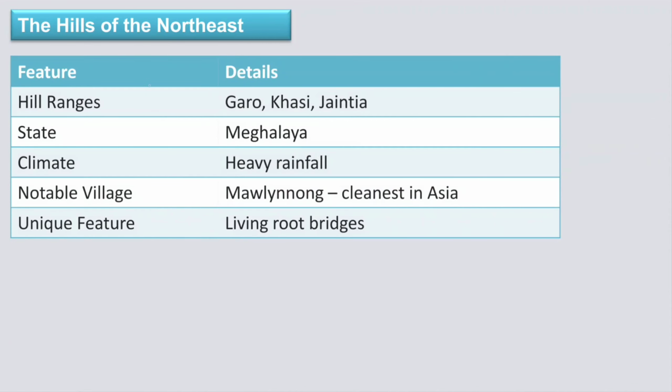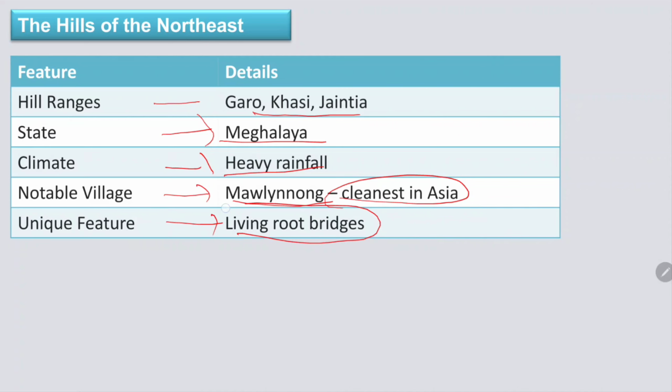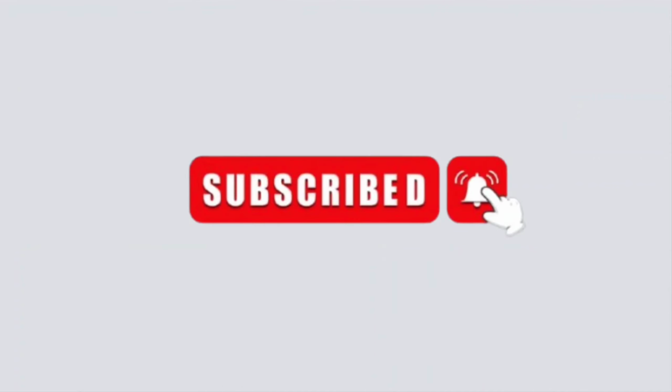So if we summarize this, hill ranges, the hills of the northeast: there we have the Garo, Khasi, and Jaintia hills. State, it is Meghalaya. Climate, heavy rainfall, isn't it? A notable village here is Mawlynnong village, the cleanest village in Asia. And a unique feature, we have the living root bridge, okay. So these are some of the highlights of the hills of the northeast, okay. I hope this is clear. So with this we have completed our summary here, okay.